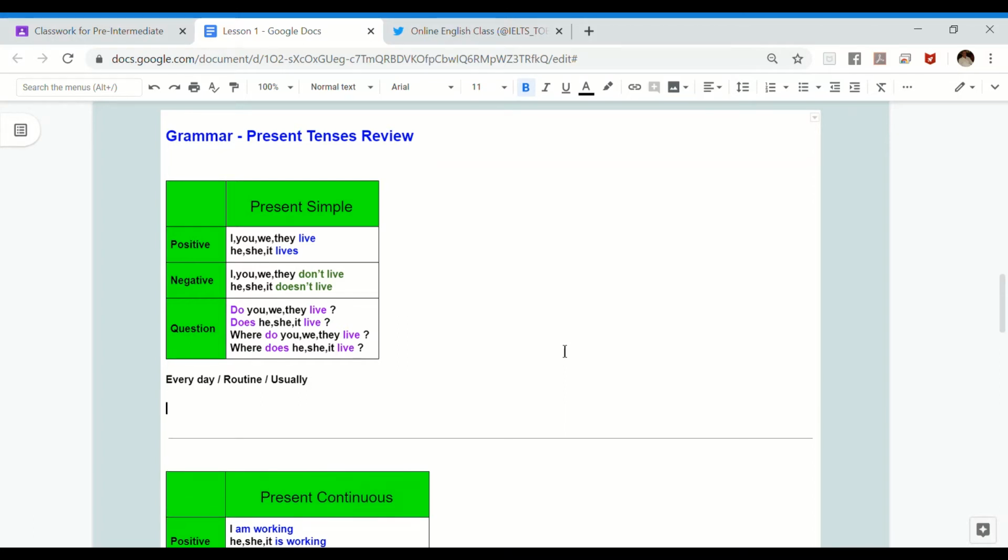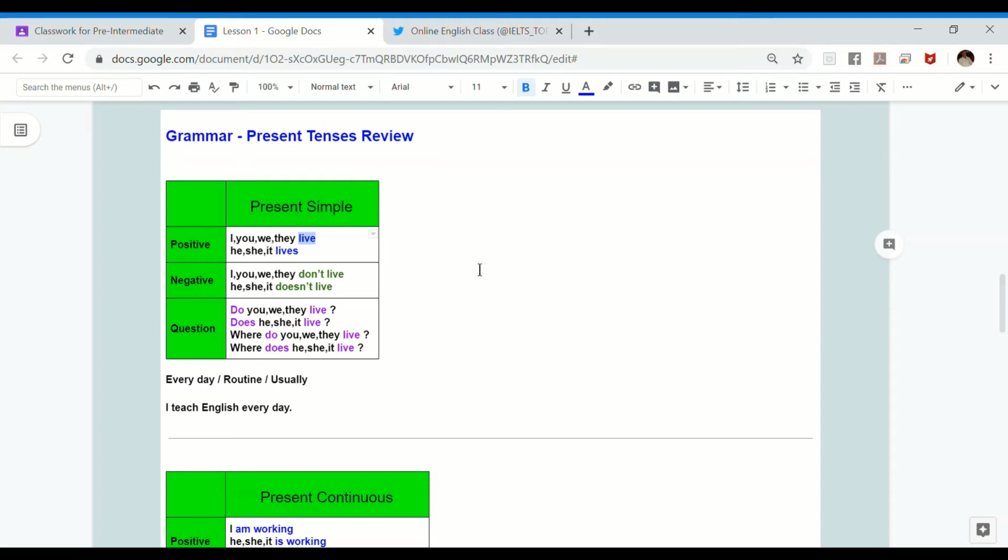So, for example, I teach English every day. It's a routine. It's something I do Monday to Friday, every day, every week, every month. So, present simple with I, you, we, and they, we just have the verb. You live in America. I live in England. They live in Australia.